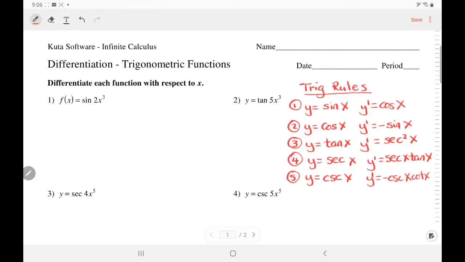Today we are going to do Kuta software calculus differentiation using trig functions. First, let's review some rules. Derivative of sine x is cosine x. Derivative of cosine x is negative sine x. Derivative of tangent x is secant squared x. Derivative of secant x is secant x tangent x. And derivative of cosecant x is negative cosecant x cotangent x.